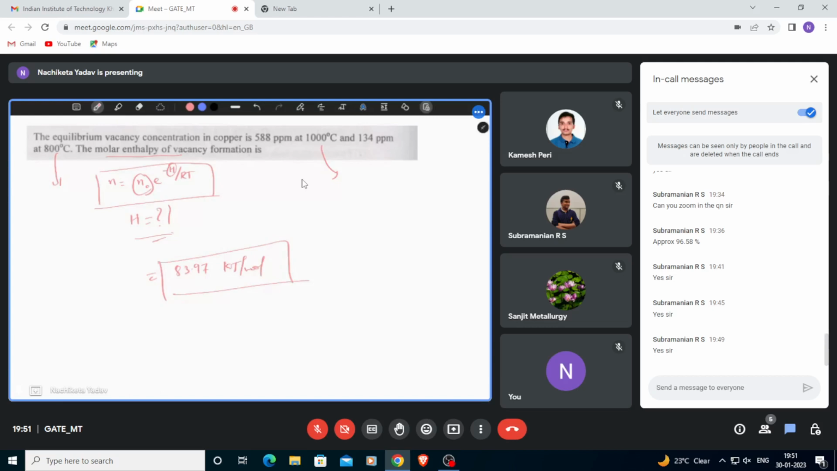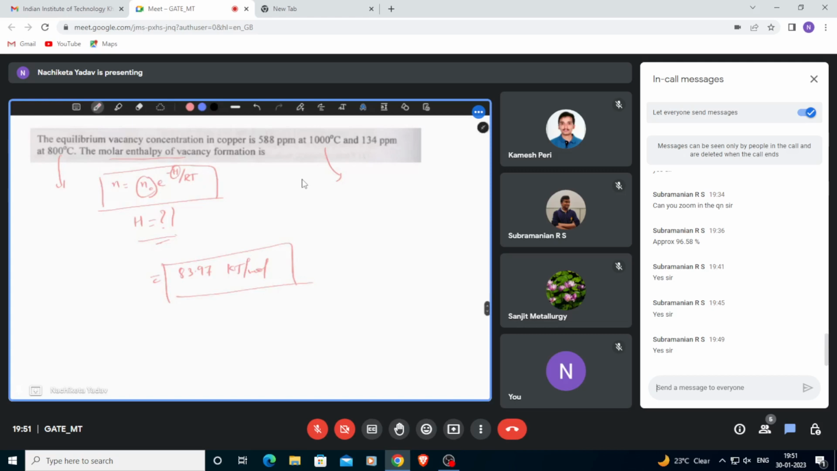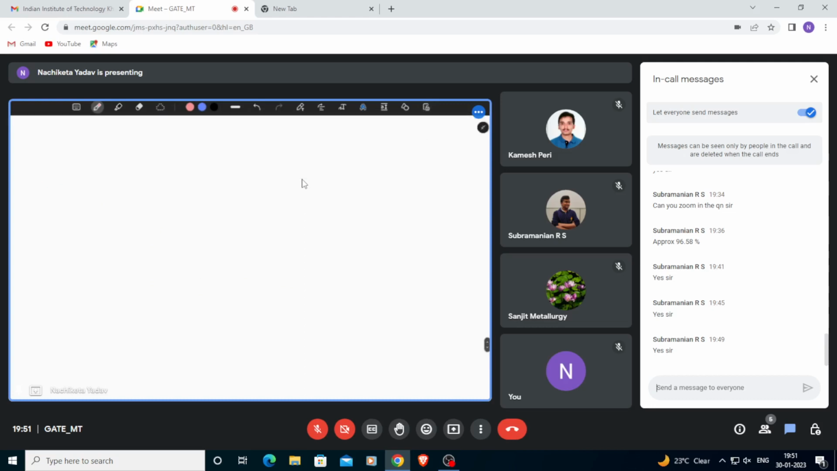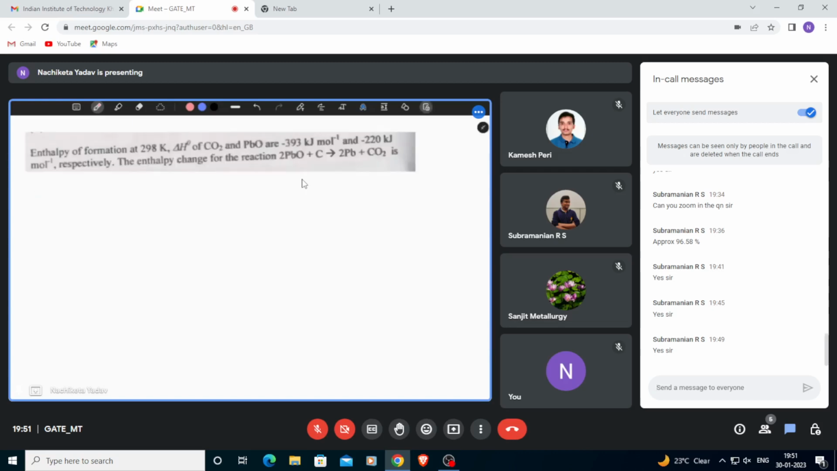Okay, is it okay? There is one more question I want to solve. You solve this one. The enthalpy of formation at this temperature, delta H naught of CO2 and PbO, are given, this one and this one, in kilojoule per mole. And we have to calculate the enthalpy change for this reaction. So what will be the enthalpy change? You try to write the equation, then you can solve.